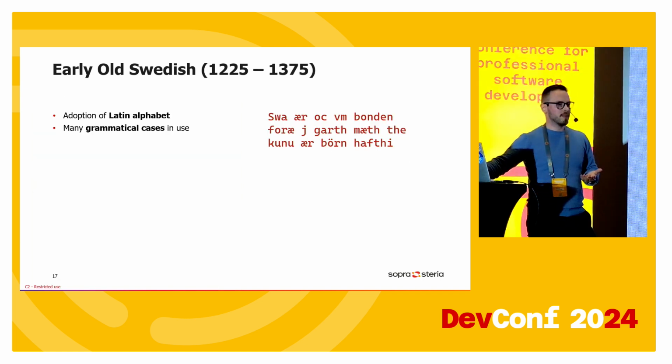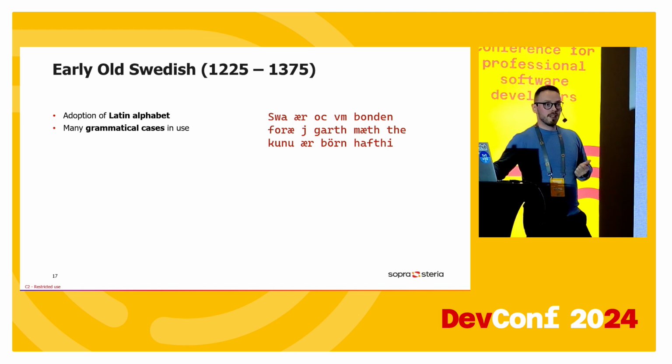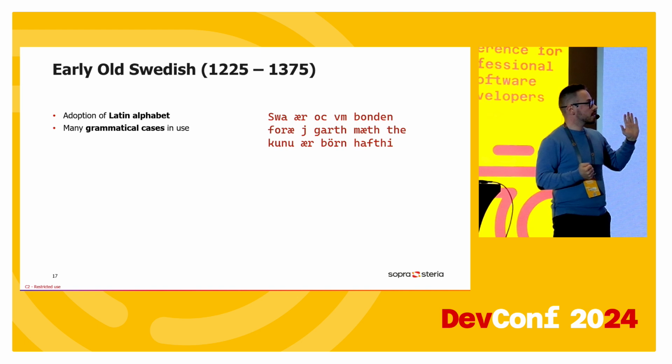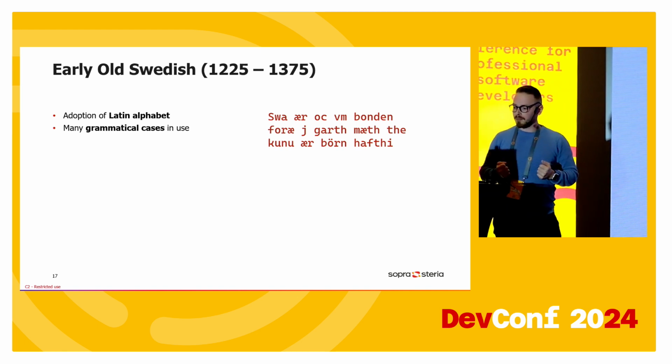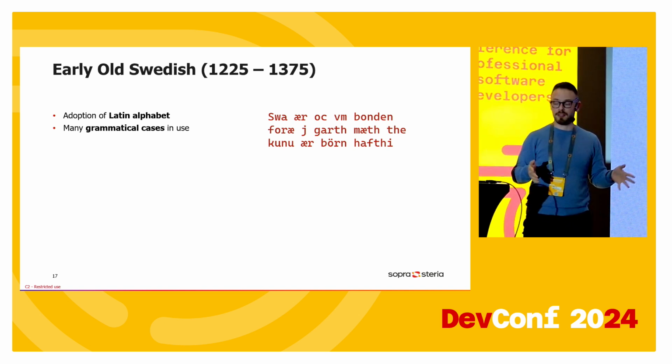And then it's getting better, because then we have the Latin alphabet introduced when Christianity came to Sweden. You can see an example of Swedish from this period of time on the right side. And they introduced as well a lot of grammatical cases which have disappeared right now in the Swedish language.